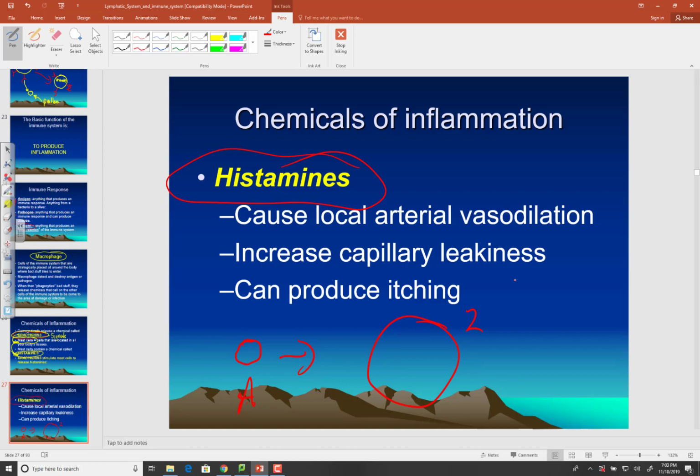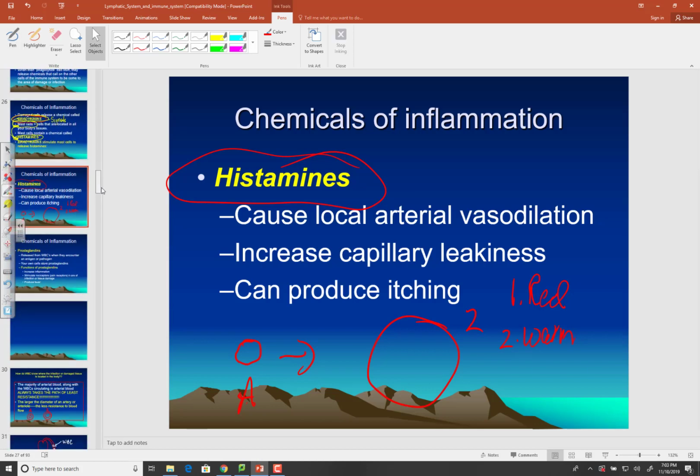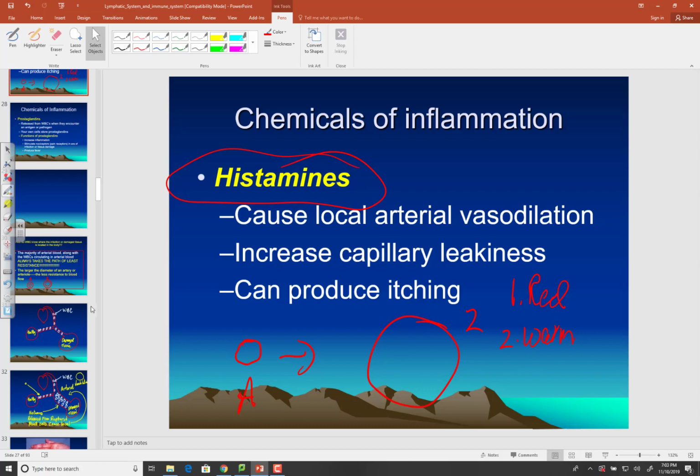So we know that arterial blood, number 1, is red. Number 2, it's warmer than venous blood, right? It's redder because it's got more oxygen. So when you get inflammation, what does the area become? It becomes red and warm. So let's look at that real quick. And I made up a little goofy drawing here, I guess.